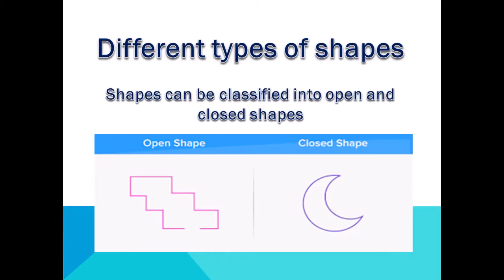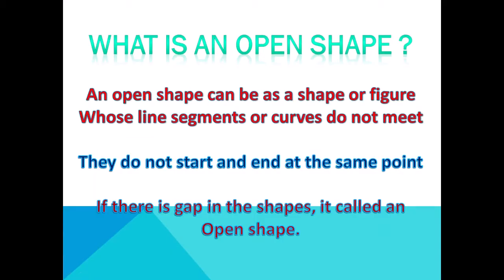Different types of shape. Shapes can be classified into open and closed shape. Here is an example of open shape and closed shape. Can you observe the difference in both shapes? Now, what is an open shape? An open shape is a shape or figure whose line segment or curve do not meet. They do not start and end at the same point. If there is a gap in the shape, it is called an open shape.